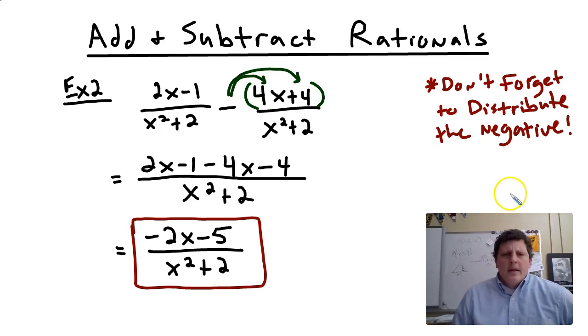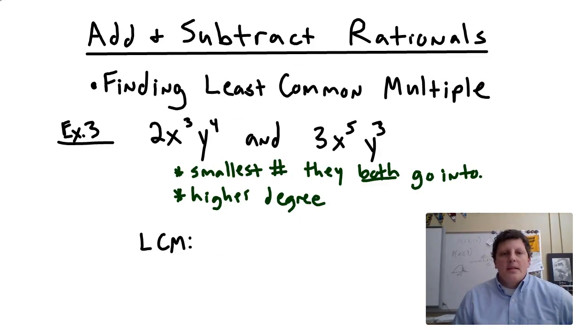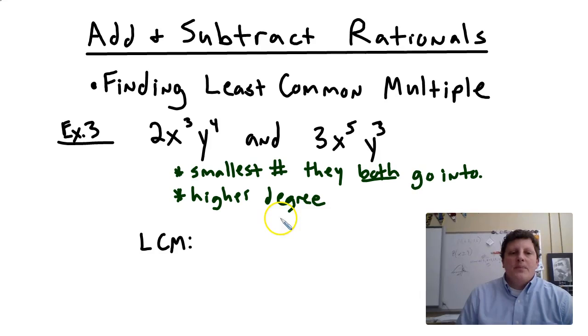Well, when we don't have like denominators, we cannot add or subtract until we get like denominators. So before we jump in and start trying to do this with complicated things, let's talk about how to find the least common multiple, which is how we get the denominators the same.